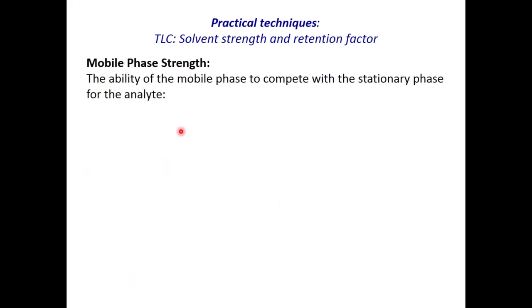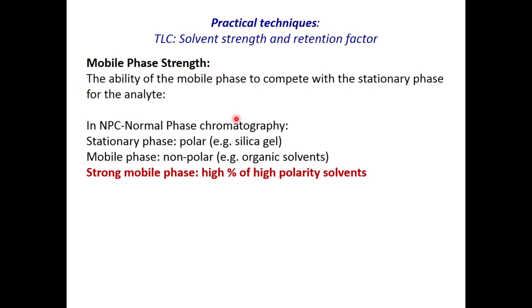In terms of the mobile phase strength, we want to comment a bit more about that. The ability of the mobile phase to compete with the stationary phase for the analyte is known as the mobile phase strength. In NPC, which is normal phase chromatography, the stationary phase is polar, such as silica gel, and the mobile phase is non-polar, such as organic solvents. A strong mobile phase has a high percentage of high polarity solvents.